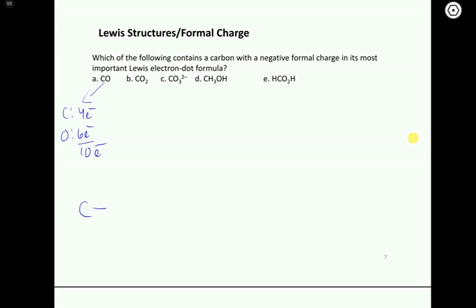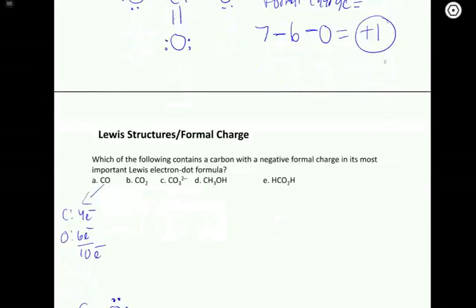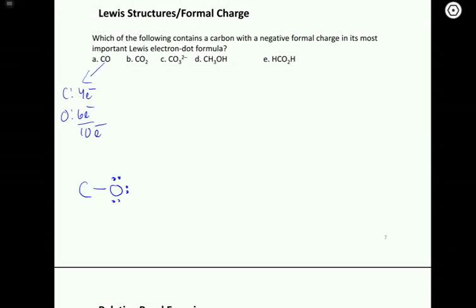Carbon single bonded to oxygen. We complete the octet first of the more electronegative atom, which is oxygen. And then we draw, so that's 8 electrons on oxygen, and that leaves us 2 more to put on carbon. So CO is a rare structure that has a lone pair on carbon. There aren't very many that have this, but this would be the first structure we draw.